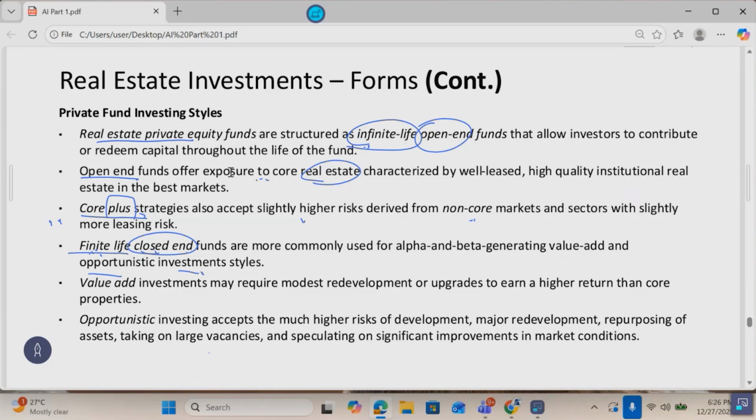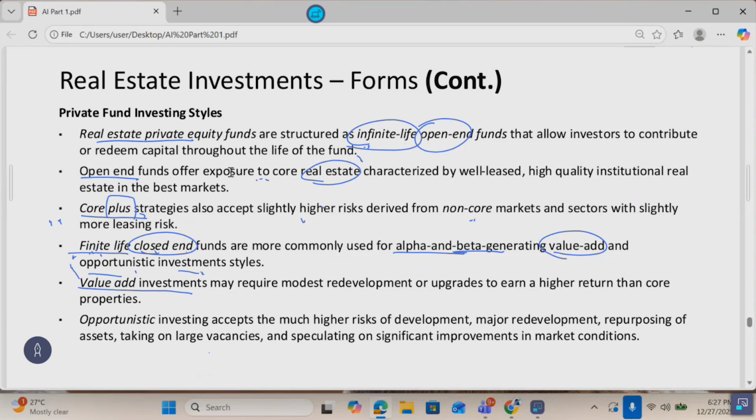So you're trying to look at a fund over a period of life which is finite, and they're trying to generate return in alpha, beta, generating value add and opportunistic investment. So they try to find alpha opportunities, build it up, and then sell it off. So these are finite life. So you have both infinite life, open-ended, and finite life, close-ended. Clear?